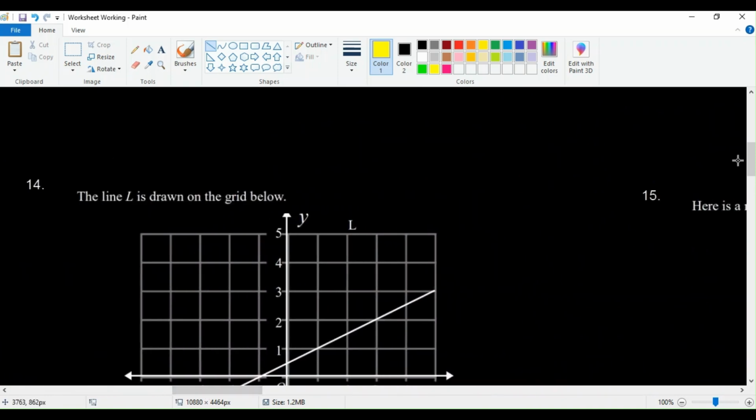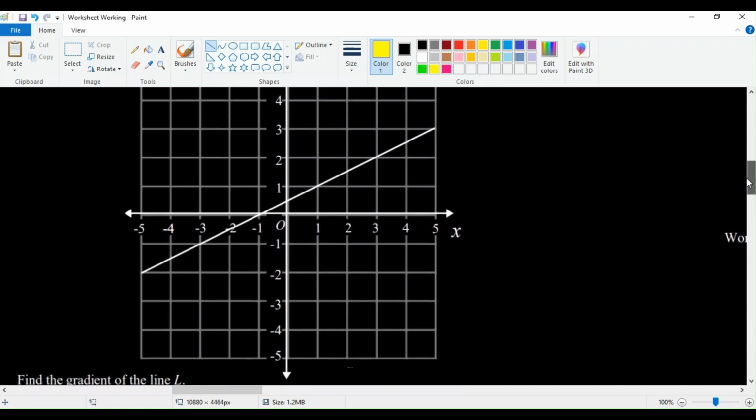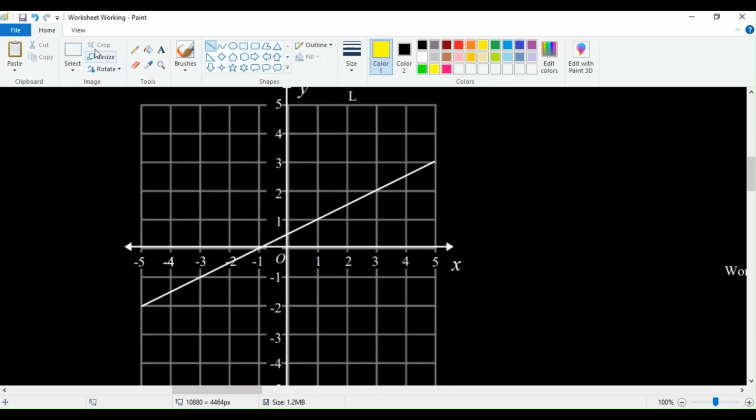Here, the line is already drawn, and we need to find the gradient of the line. There are many ways to find it. Just take 2 points of your choice, for example, this one. This one I cannot take because it is in the center, so I'm taking this point. Now I have 2 points. First one is 3 and 2, and I take this as the second point, and the first point is 1 and 1. With this we find out m.